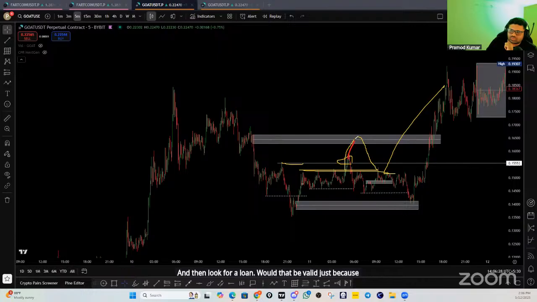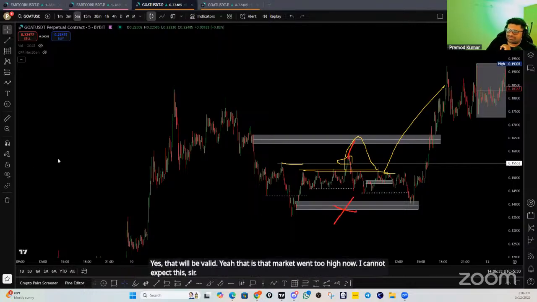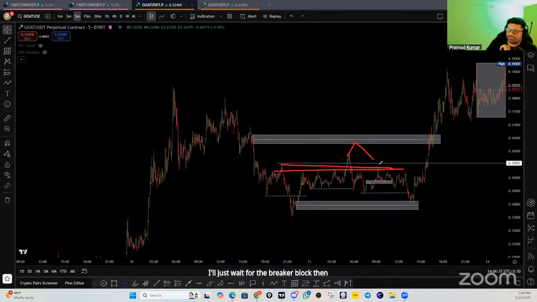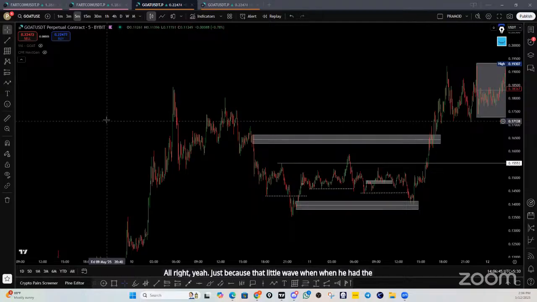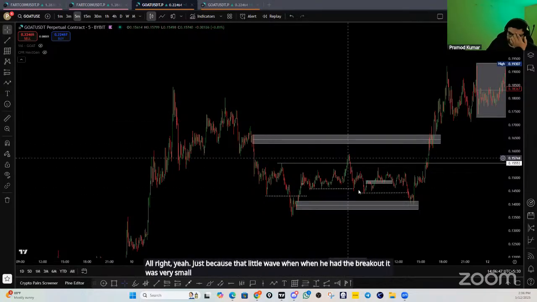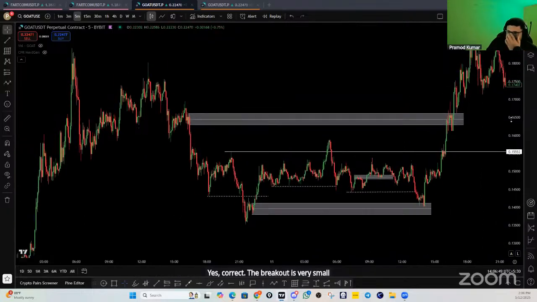Just now the market went too high, so I cannot expect this, sir. I'll just wait for the breaker block, then maybe I'll try from here. Because that little wave when it had the breakout was very small, yeah? Yes, correct. That is not a breakout, sir.